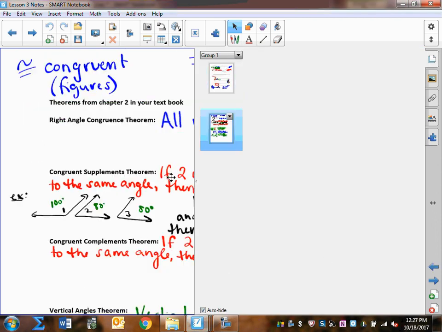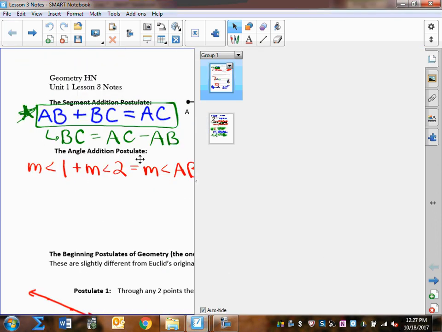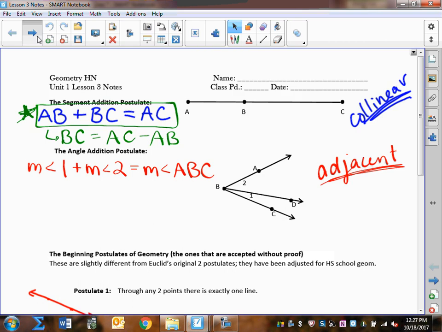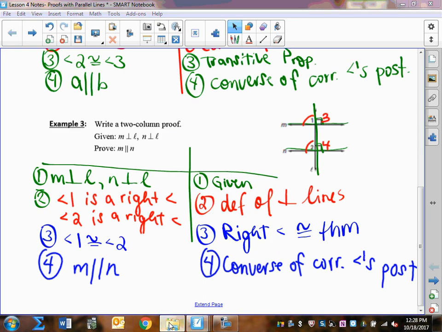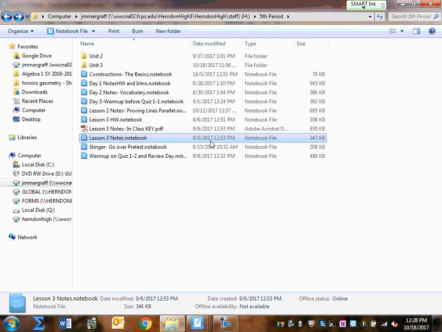Oh, what's this? Unit 1, Lesson 3 notes. Gee, it looks like we did the right angle congruence theorem. All right angles are congruent. I did teach you stuff. That was a while ago. That was September 6th.